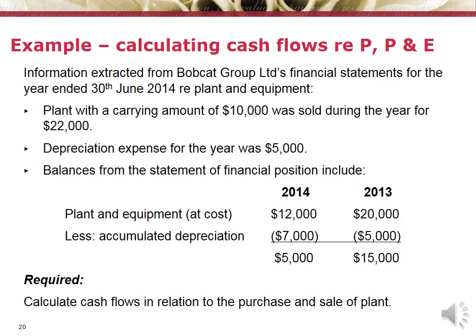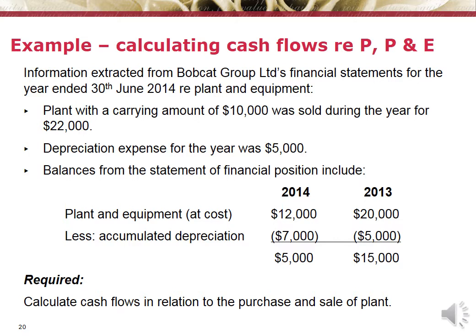And the balance from the statement of financial position includes the 2014 closing balance and the 2013 closing balance: 12,000 and 20,000, and the accumulated depreciation, 7,000 and 5,000. That equals a $5,000 carrying amount for 2014 and 15,000 for 2013. With this information, we're going to calculate the cash outflow for purchasing this plant and equipment during the year.